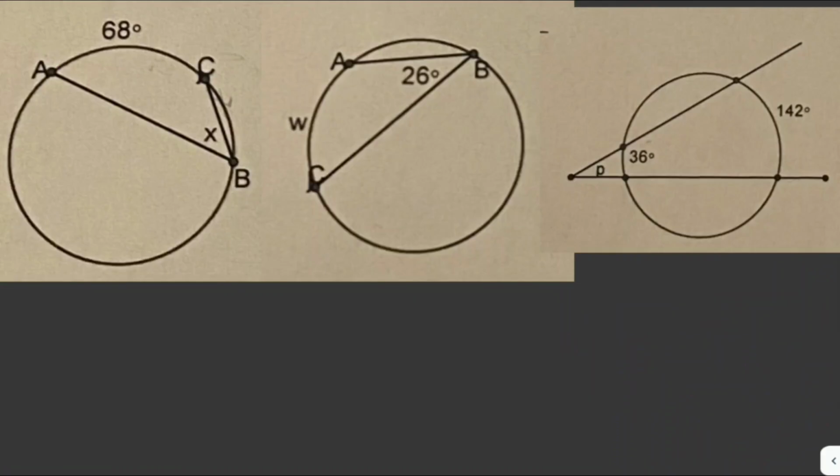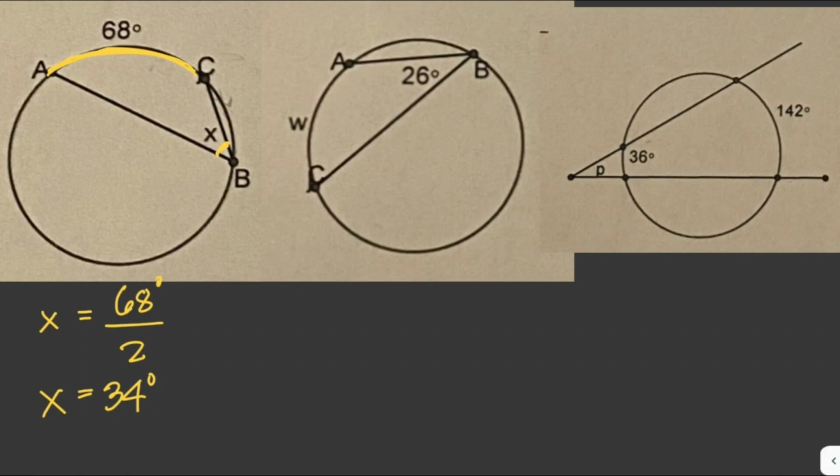Okay, let's solve some more problems here. So in the first figure, we're given arc AC equal to 68 degrees, and we need to find this angle here, angle X. From this figure, angle X is an inscribed angle. Therefore, angle X is just equal to this arc divided by 2, a half of that one. So this is just equal to 34 degrees.